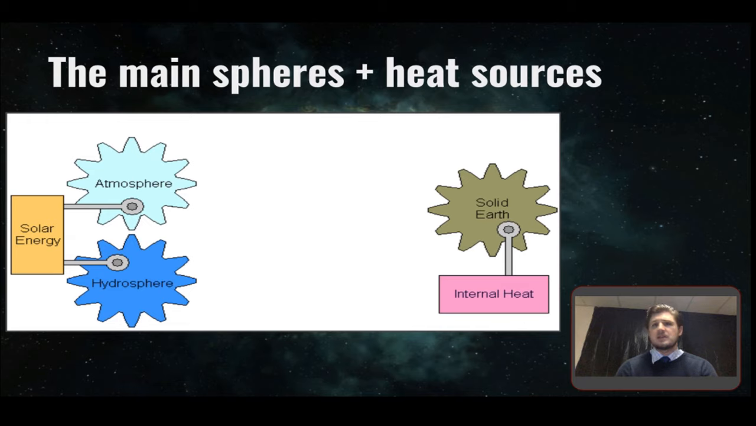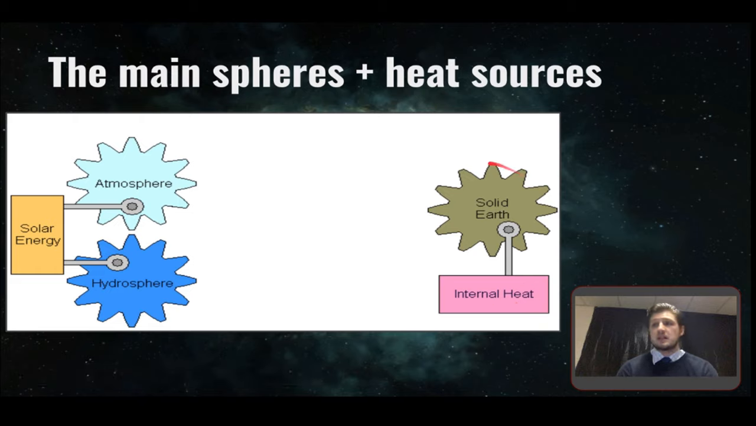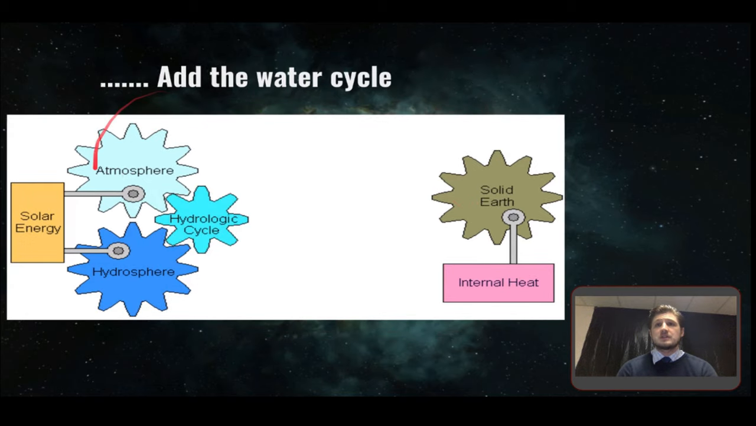But what drives them initially is two sources of heat. So the primary source of heat that affects our atmosphere and our oceans is going to be the sun and the amount of energy that our sun gives off that drives these two spheres. And over here on the Earth side of things, we've got obviously the intense internal heat that will manipulate the outer crust that we'll look at in a second. So, how does the atmosphere and hydrosphere link together? Well, that's through the addition of the water cycle. The water cycle is how these two interact and link.